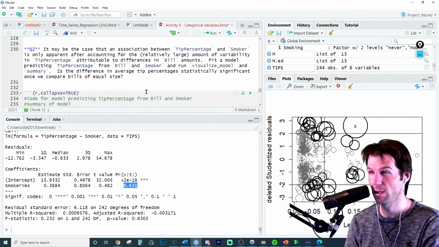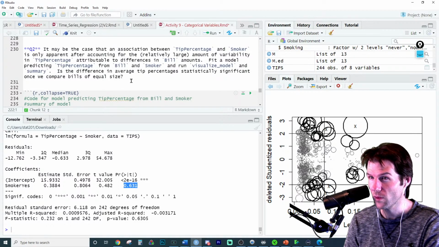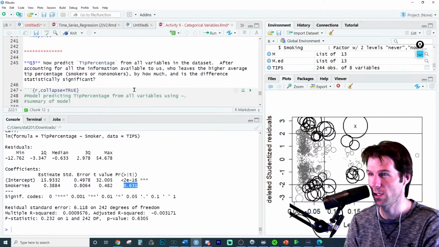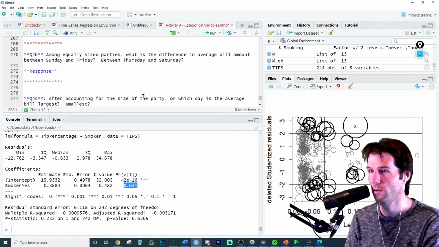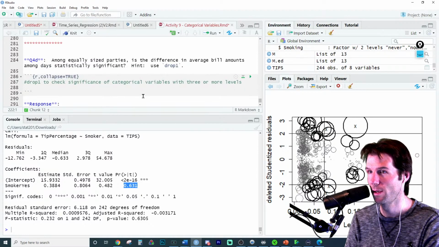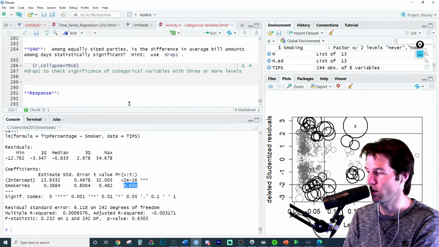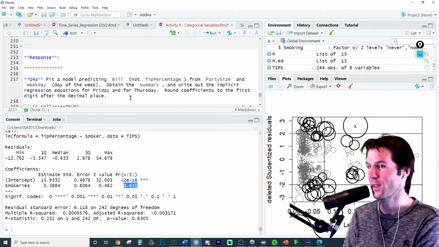Find a model predicting, and are we doing their interaction? I think we're going to do their interaction down here in a moment. Let's do it. We got time. Here we go. So let's see.